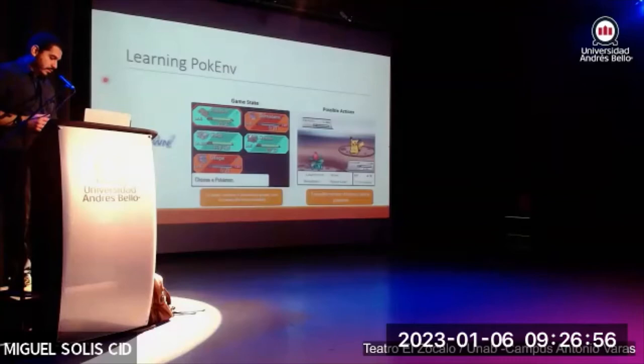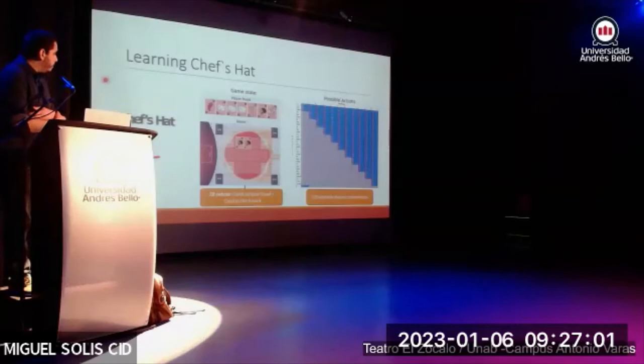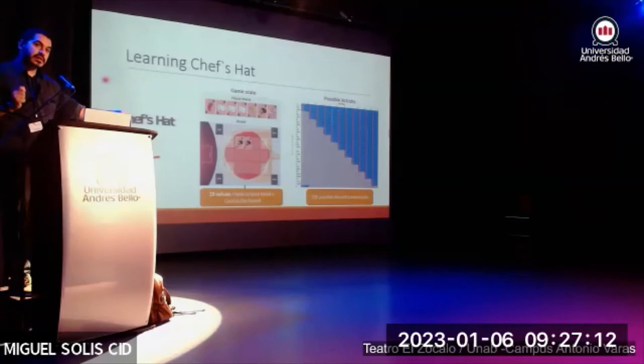For Chef's Hat, the dimensions are a bit different, specifically the action. The game state is composed of the cards you have in hand. In the beginning of the game, everyone receives 17 cards. So you have the 17 cards in hand and the cards that exist on the board, because depending on the card on the board, you have specific rules for which card you can discard. That sums up to 28 values that the robot has as information about the game in the traditional way.